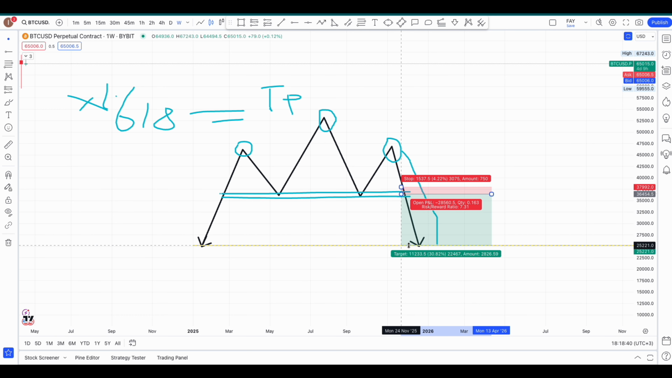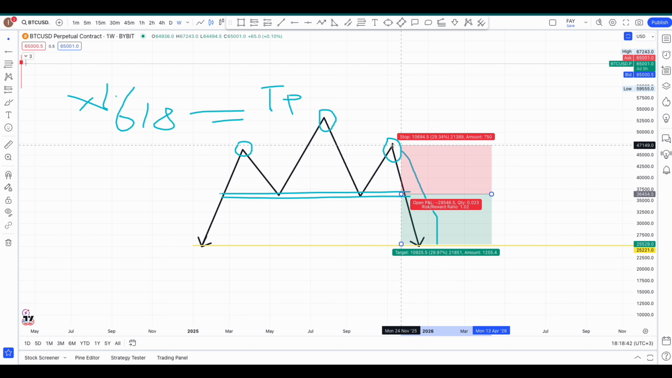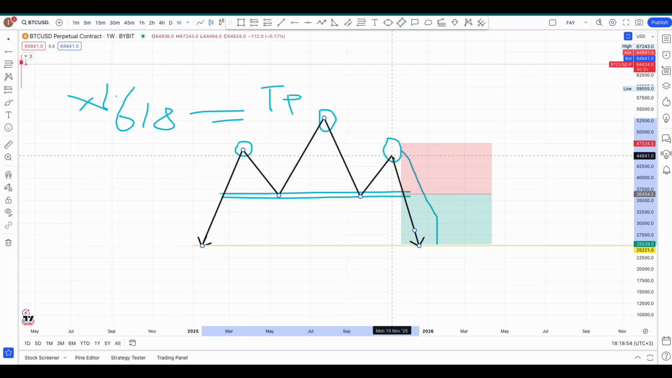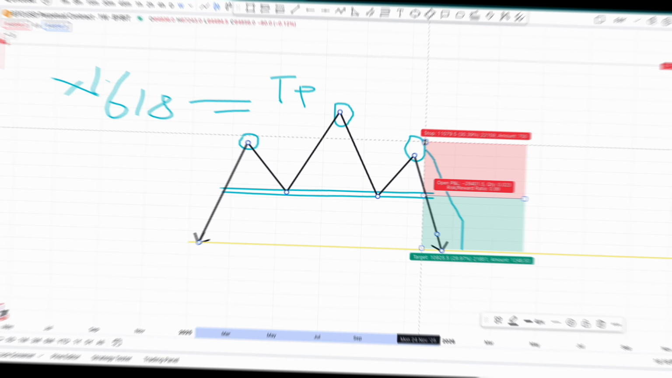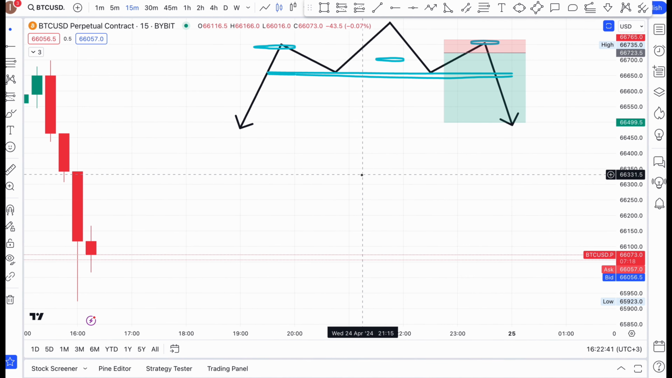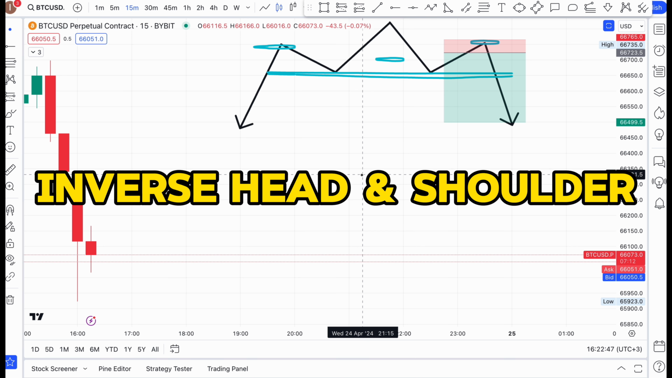Then we said our take profit would now be here, and our stop loss would be slightly above the right shoulder. On the live chart, you won't see it as clean as this. Actually, the shoulder might be around this side on the live chart, right? So we have the exact pattern in the downtrend, which we call the inverse head and shoulder pattern.